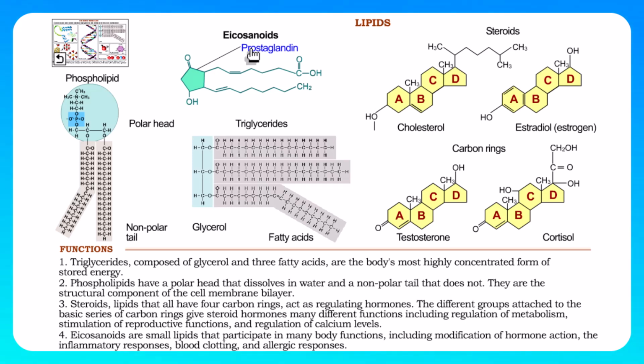Eicosanoids, such as prostaglandin, are small lipids that participate in many body functions, including modification of hormone action, the inflammatory responses, blood clotting, and allergic responses.